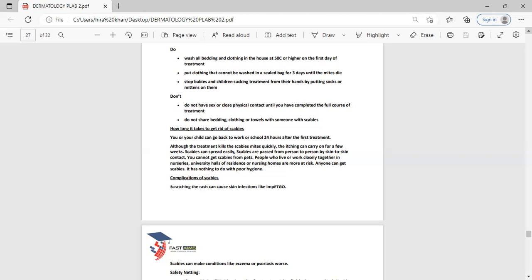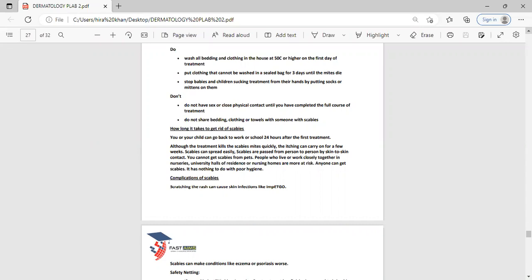Scabies can spread easily. It can pass from person to person by skin to skin contact, but you cannot get scabies from pets. People who live or closely work together in nurseries, universities, halls of residence or nursing homes are more at risk. So anyone can get scabies. It has nothing to do with poor hygiene.